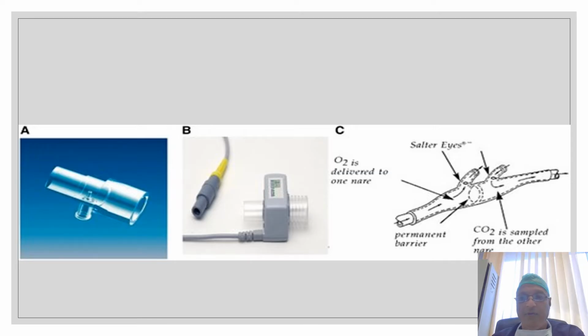Here you can see various devices available for capnography measurement. This one is for sidestream analysis, this is for mainstream analysis, and this device is used for non-intubated patients. Through one cannula, oxygen is delivered to the patient, and through the other cannula, CO2 is sampled for the capnography measurement.